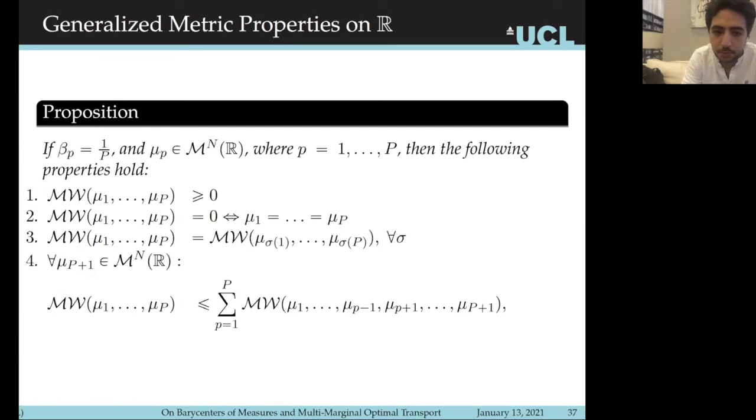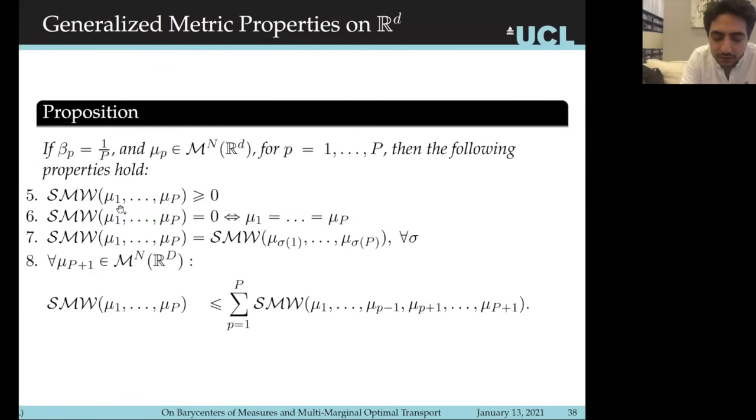And we actually also prove that the slice version of that, so the extensions to higher dimensions, preserves metric properties. So it also has generalized metric properties, and so it's well behaved in higher dimensions too. All right, so now we are gonna go into applications.